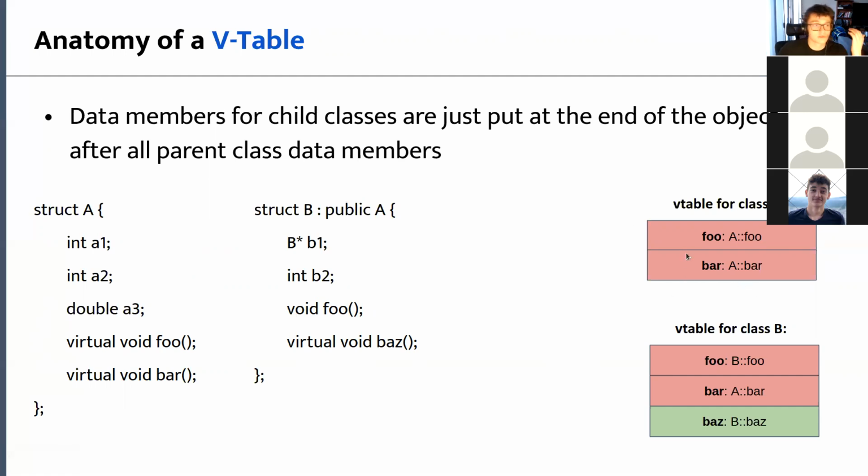The V table for class A is going to have an entry for foo and an entry for bar, because those are the two virtual functions that it knows. And for B, it's going to have one for foo, one for bar, because that's what it inherited from class A. And it's also going to have one for baz, because that's the one that it declared in its definition. So this is what the V tables look like for these two classes.